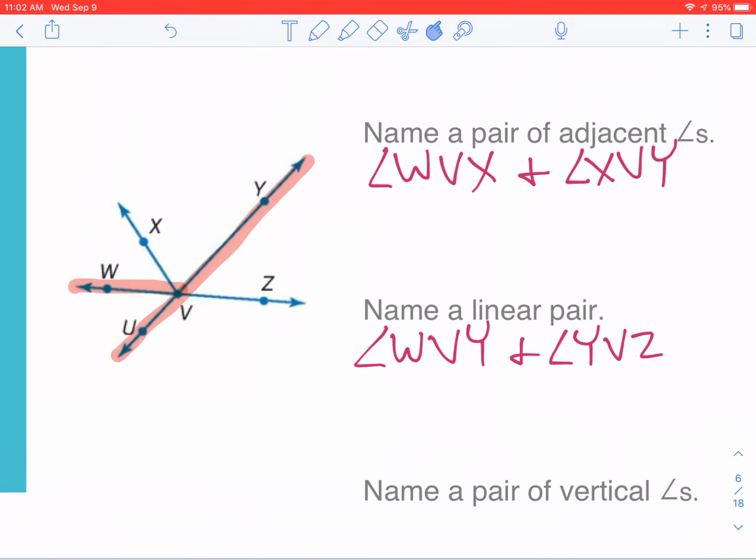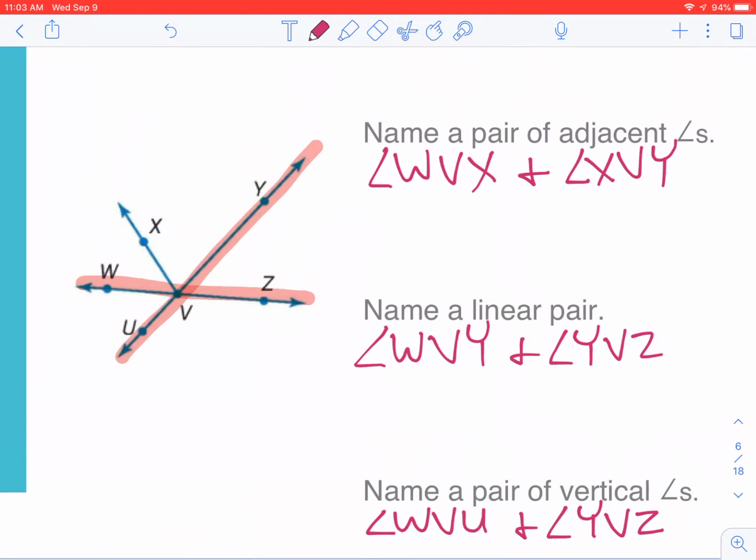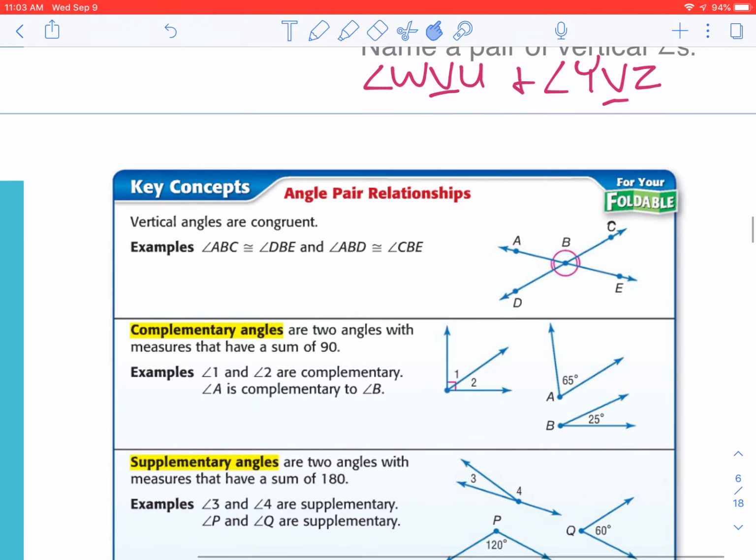Name a pair of vertical angles. All right, well, my rule is I have to make an X. So what lines make an X? I need two straight lines. Those are my vertical angles. I have to have two straight lines to make an X. So I'm going to name them angle WVU and angle YVZ. They're both going to have the same vertex, right? Because they both share point V there. All right, that's the only example from there.